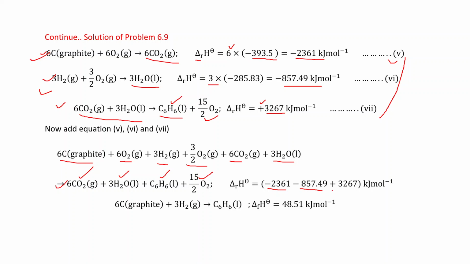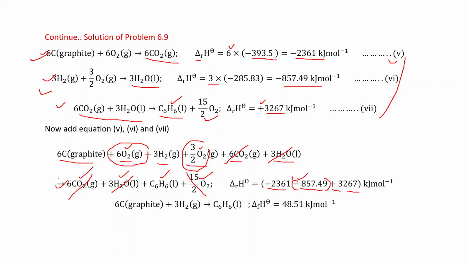857.49 plus 3267. We are adding, okay, and when we add this we will again get a negative number. And just see what things we can cancel out. This 6 CO2 is cancelled by this 6 CO2, this 3 H2O is cancelled by this 3 H2O. Then see the oxygen, this is 6 O2 and this is 1.5, that is 7.5 O2. This one and this one are 7.5, that is 15 by 2. This is cancelled by this.